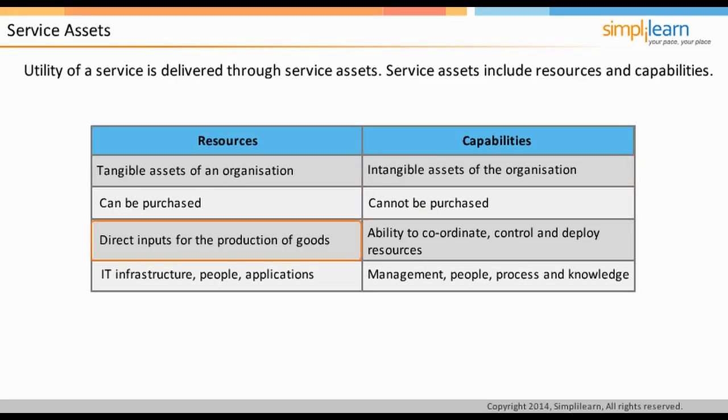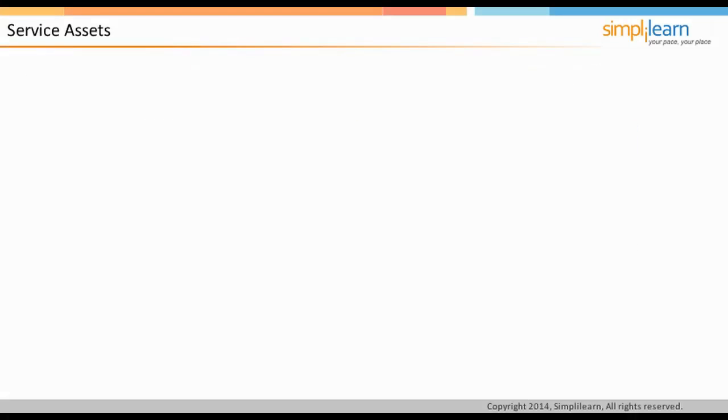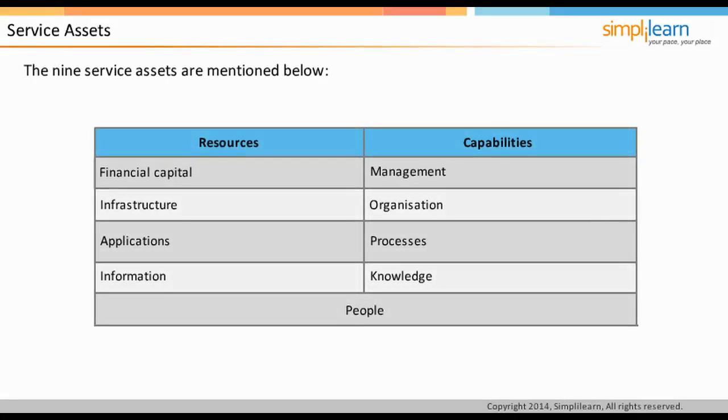Resources are the direct inputs for the production of goods. Capabilities have the ability to coordinate, control, and deploy resources to create services. Resources include the IT infrastructure, people, and applications. Capabilities are basically driven by experience, based on information, knowledge-intensive, and nested within an organization's management, people, and processes. The 9 types of assets are shown on the screen. Let us do a quick recall of service utility and warranty.